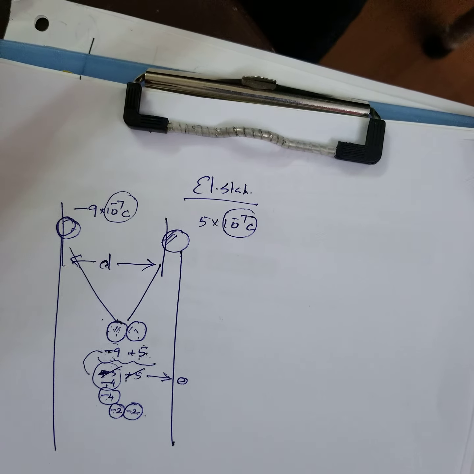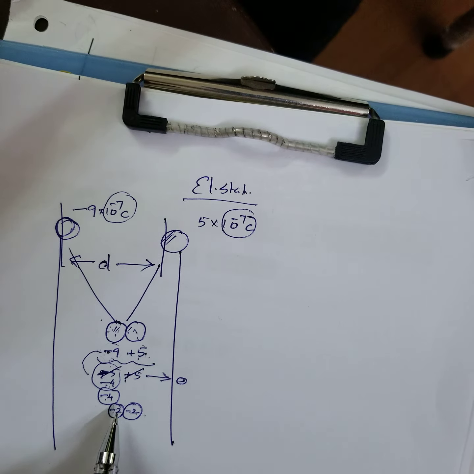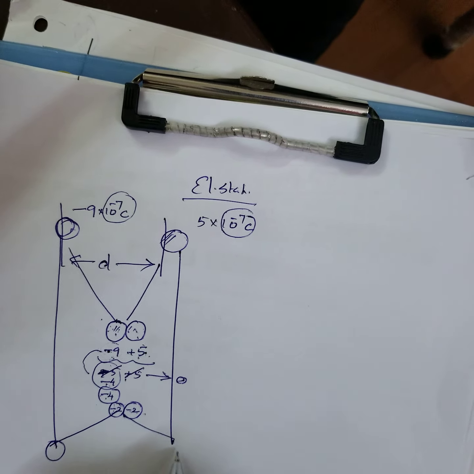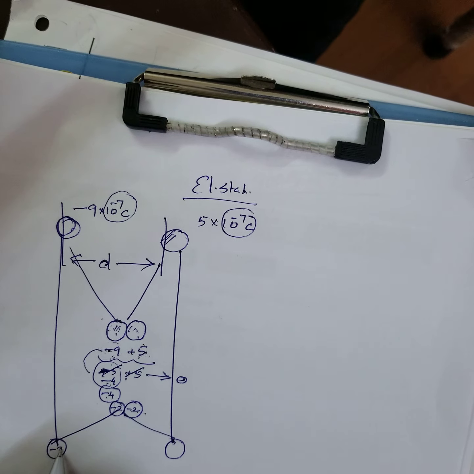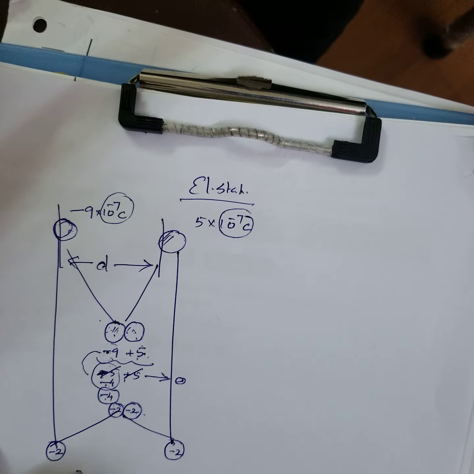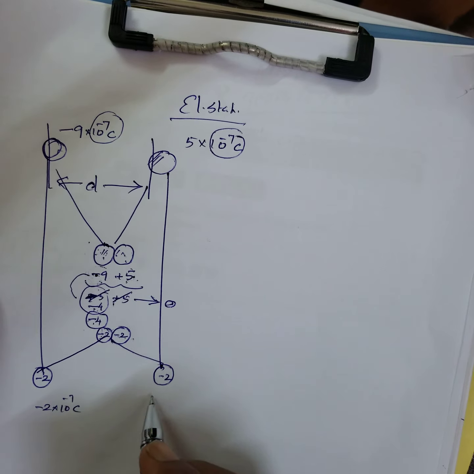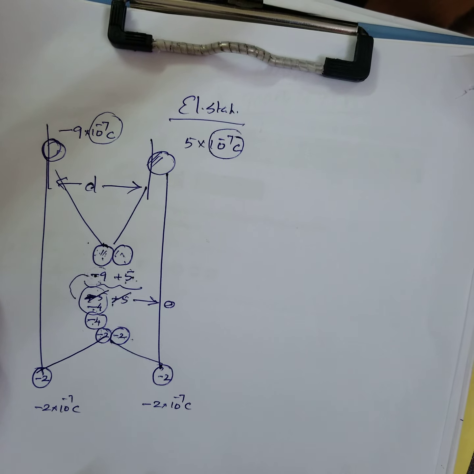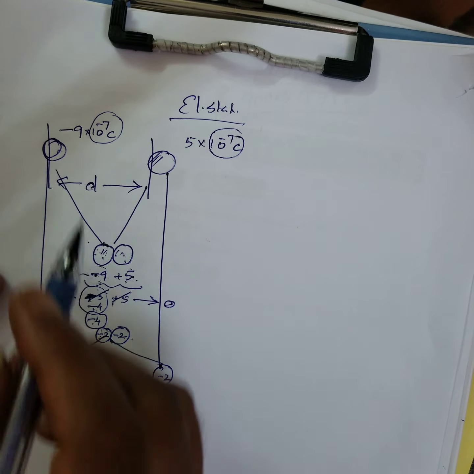Then they are brought in contact and placed again at the initial position. When I place them in the initial position, each has minus 2 into 10 to the power of minus 7 coulomb. Now the question is, compare the forces.